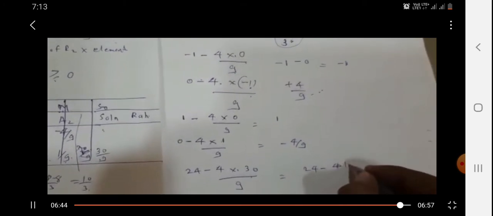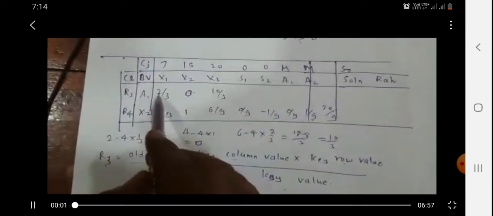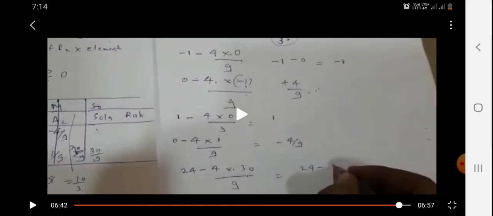So here, 24 minus 4 into 30 divided by 9. Okay, so the total value is 32 by 3. Similarly here 33 by 3, and the bottom value is 30 by 9. So in this way you get this table.